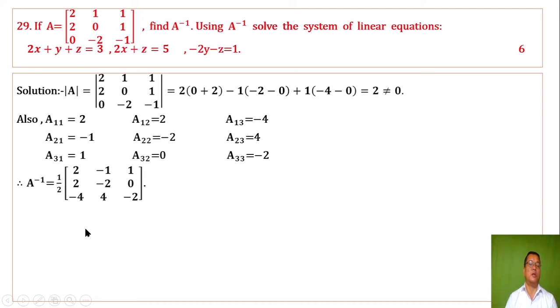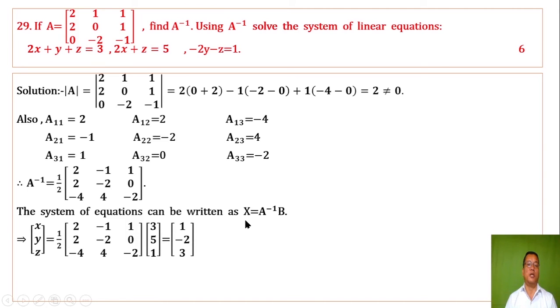We have this inverse. The system of equations can be written in matrix form as X equals A inverse B. Here X is the column matrix formed by the unknowns, A inverse is equal to this, and B equals the column matrix formed by the constants 3, 5, 1. Simplify, we get 1, minus 2, 3. Equating these, x equals 1, y equals minus 2, z equals 3. We have solved the simultaneous equations using the inverse of the given matrix.